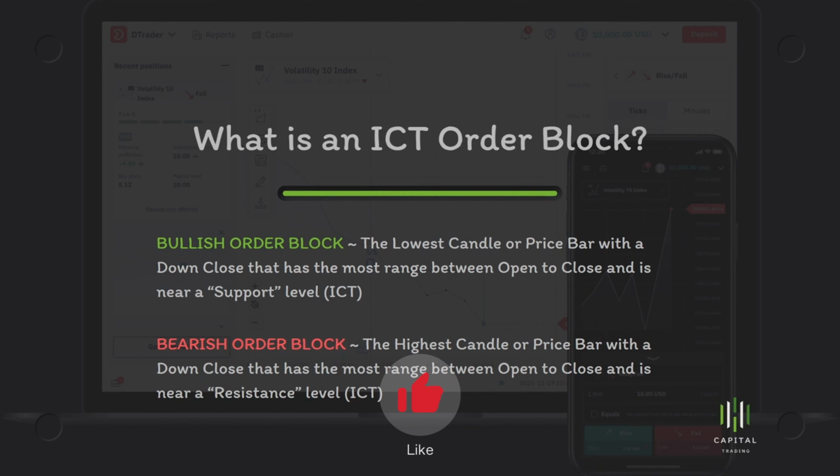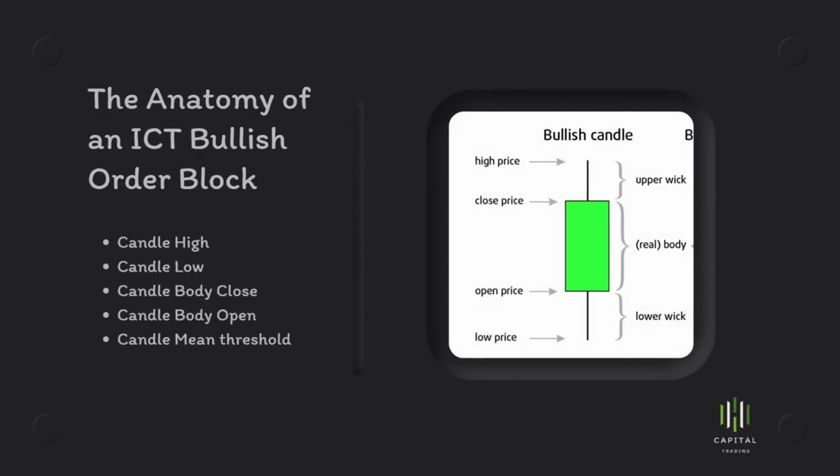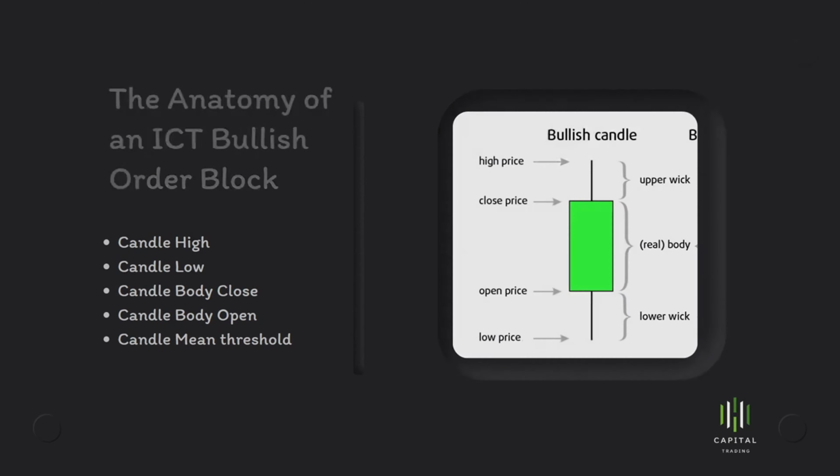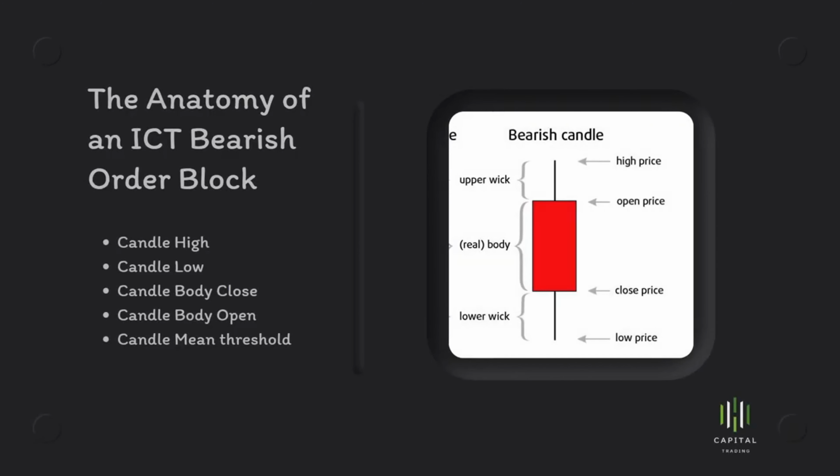So let's dive into the anatomy of an ICT bullish order block. We have about 5 areas of interest that we look for when we are trading a bullish order block. We want to look at the candle's high, the candle's low, the candle's body close, the candle's body open, and finally the mean threshold, or the 50% of the body of the range of the candle. The same thing goes for the bearish order block. We look for the candle high, low, body close, body open, and the mean threshold of that candle.